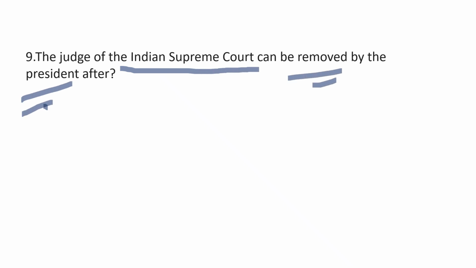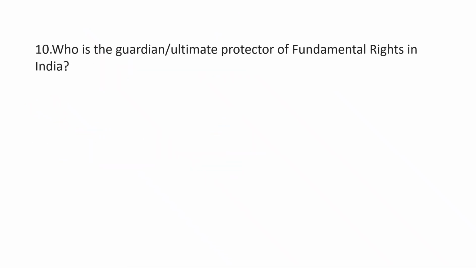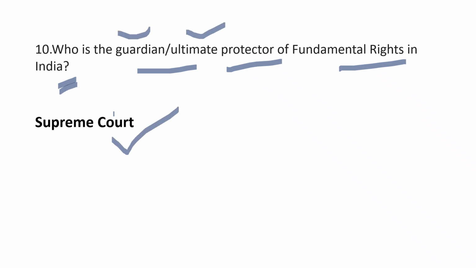That means the President can remove the Indian Supreme Court judge only after an impeachment by the Parliament. Okay, an impeachment by the Parliament. Next question. Who is the guardian or ultimate protector of the fundamental rights in India? The answer is Supreme Court. Supreme Court is the guardian or ultimate protector of the fundamental rights in India.